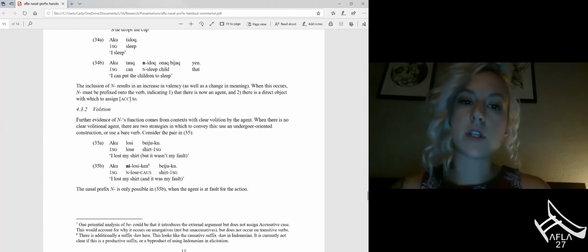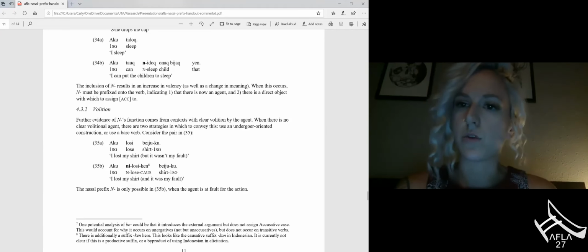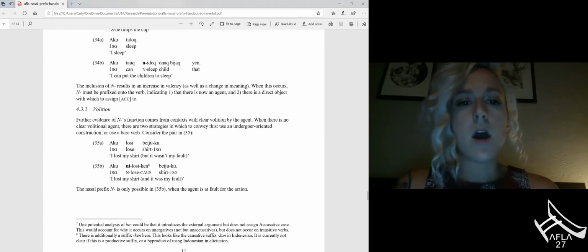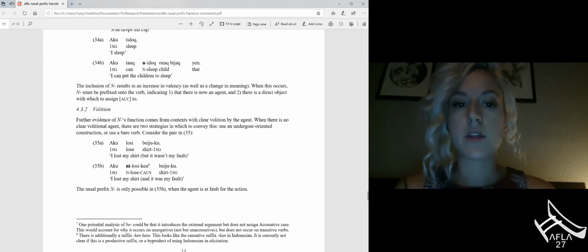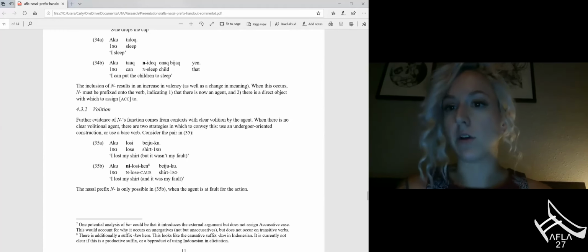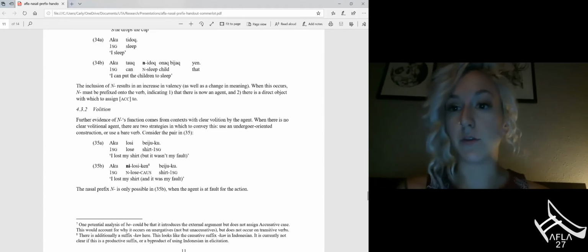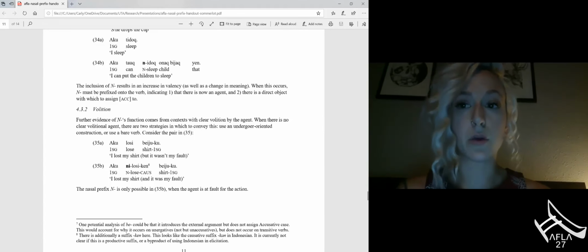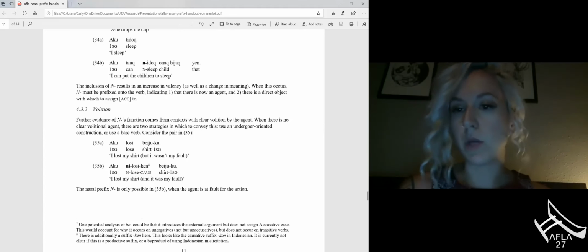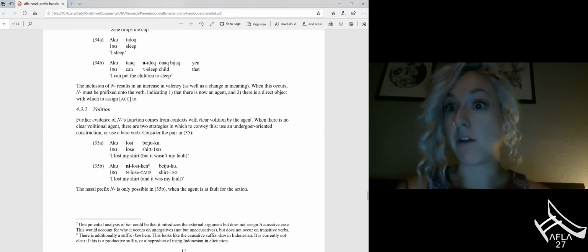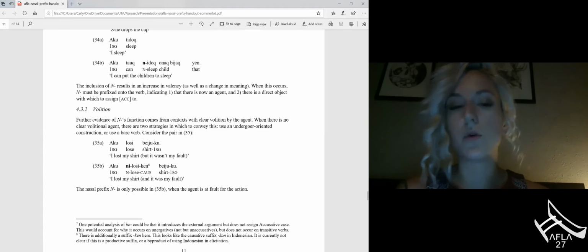There's some further evidence that comes from N's function with context where there's a clear volition by the agent. When we say something like 35a, aku losi bejuku, this means I lost my shirt, but it wasn't my fault. I'm not the one who did it. Someone else lost it. There was some reason that it was lost, but none of the fault lies with me. But if we have something like 35b, aku ni losi bejuku, this now becomes something that was my fault. I'm the one who lost the shirt. I dropped it on the way to school. For some reason, I lost my shirt, and it's now my fault. So the addition of the nasal prefix adds a different meaning to it than we had without it.